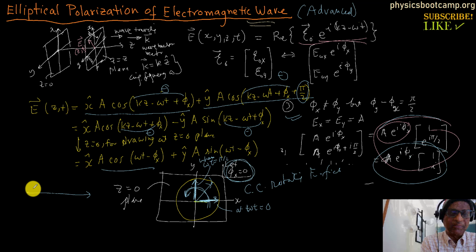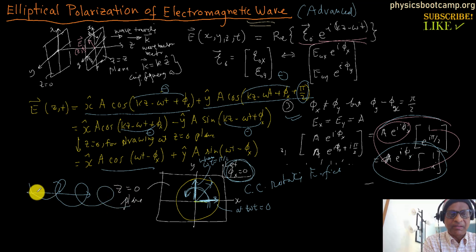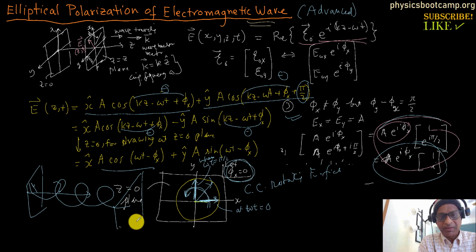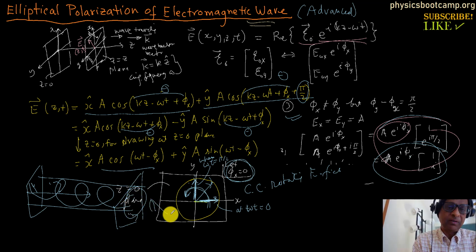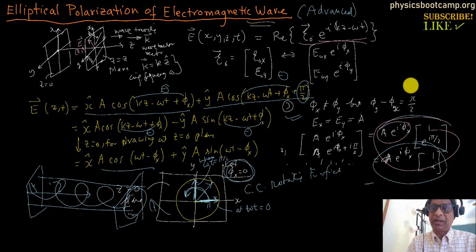So if this is the z direction, you will see that the electric field is pointed always in this plane. But if you look from here and project all of this on here, it's going to be going this way when you're looking down from this side. Okay, so that's circularly polarized.